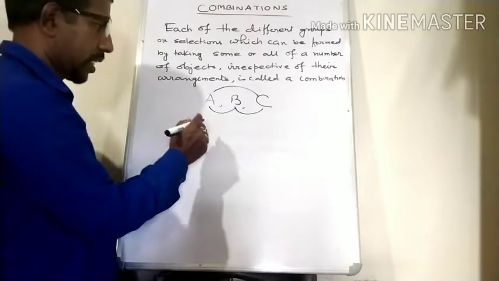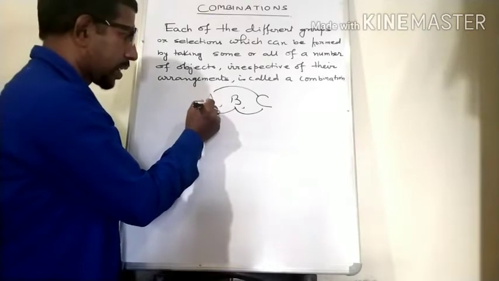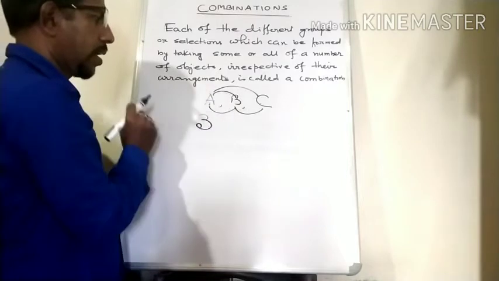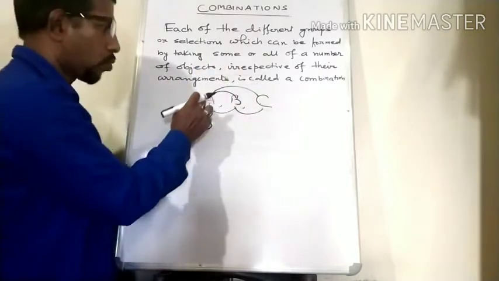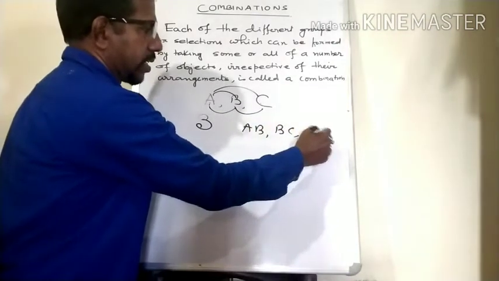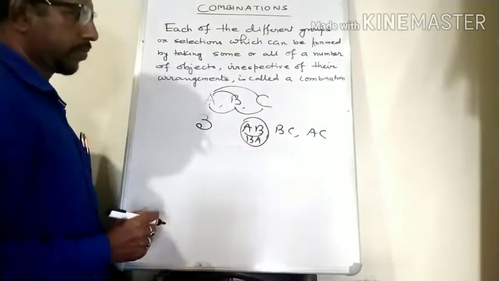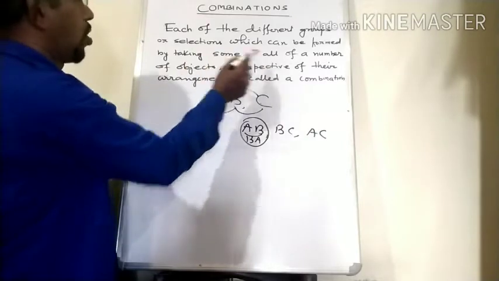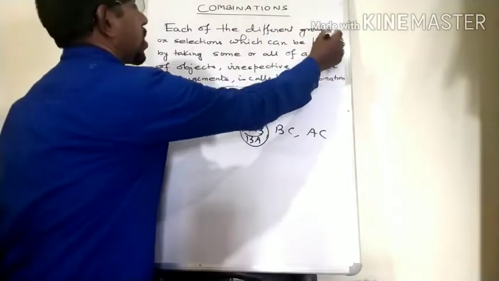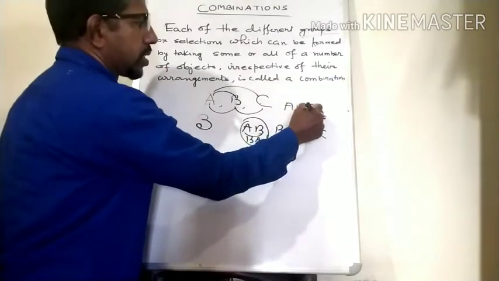So the number of objects we have is 3. We may choose one at a time, two at a time or three at a time. If we choose one at a time, it will be A, B, C. If we take two at a time, it will be AB, BC and AC. Here AB, BA is only one selection, so one group. That's why a selection formed by taking some or all of the objects irrespective of their arrangements is called a combination. If you take all at a time, it will be only one, ABC.